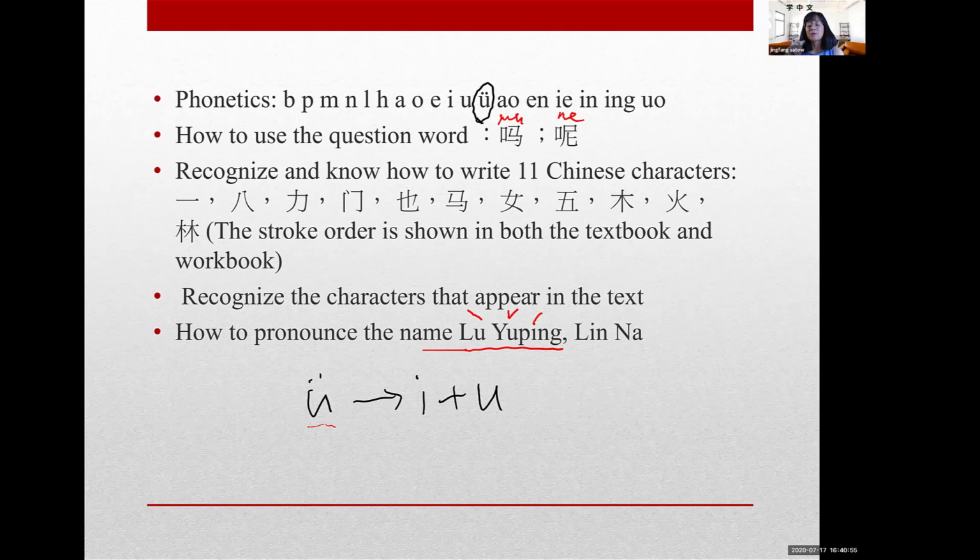When you pronounce the fourth tone, it sounds like you are very angry. And then Ping, second tone, is a rising tone, and sounds like you're asking a question like, what? And then the other name is Lin Na. So again, second tone is a rising tone, so it will be Lin, and then Na, it's a fourth tone.